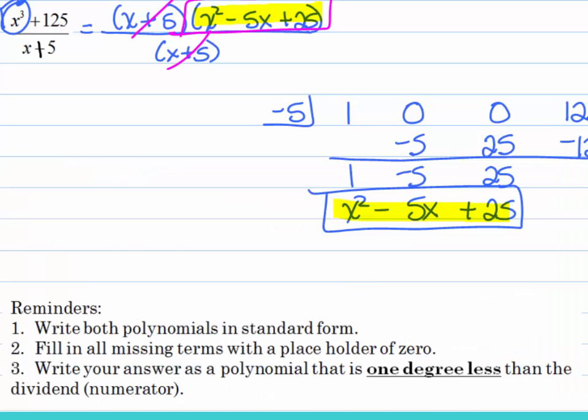So just some reminders. Make sure everything's in standard form in descending order from x cubed, x squared, x, and then your constant. Make sure you fill in all missing terms with your placeholder of 0. And then the last step is, don't forget to write that answer. And that answer is always 1 degree less than what the numerator was, which was your dividend.